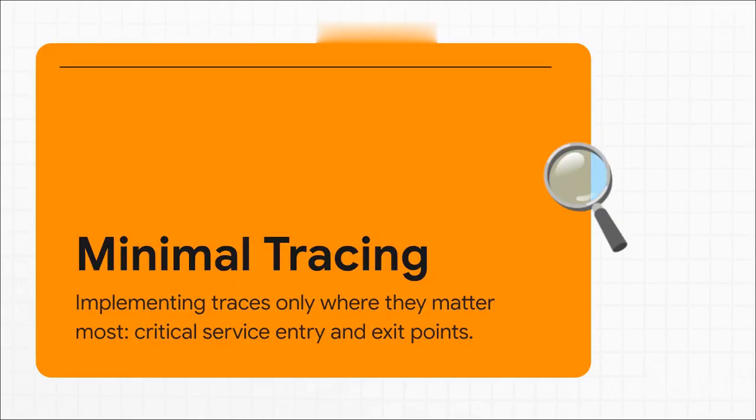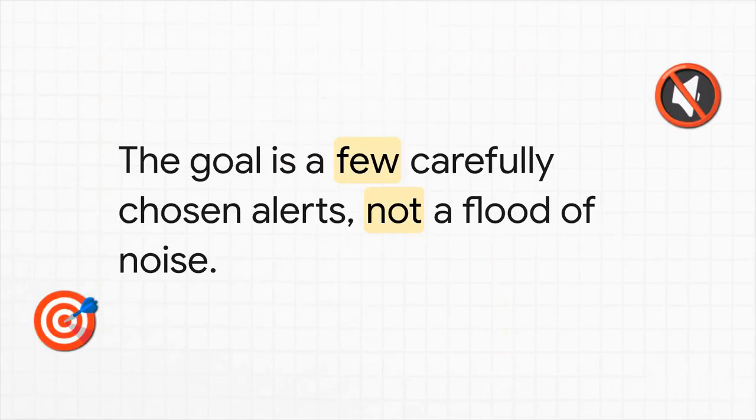Now, let's be clear. This doesn't mean you have to trace every single function call inside your code. That's just overkill. Minimal effective tracing is all about being strategic. You add it at the front door of your service and at every back door where you call out to another service. This gives you a fantastic high-level map of the request flow and, crucially, where all the time is being spent. All right, let's move on to the final check, alerts.